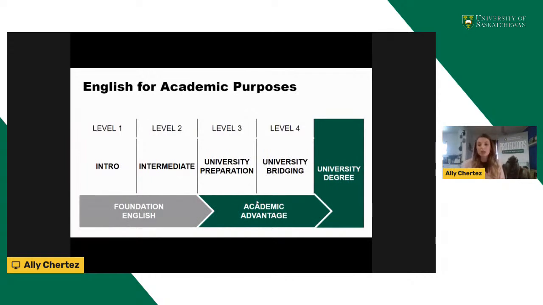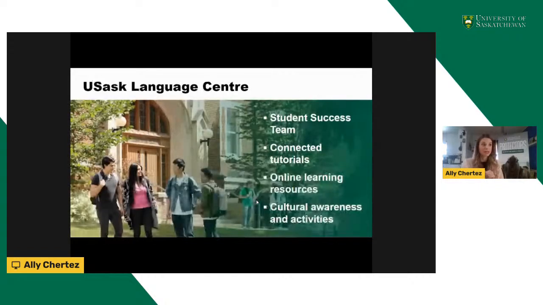So essentially joint admission entails students starting their academic program while learning those English language skills that are required to go through university studies. And we have four different levels to our EAP, English for Academic Purposes program, that lead to that university degree and being able to graduate with that university degree. And all of this takes place through the University of Saskatchewan Language Center.